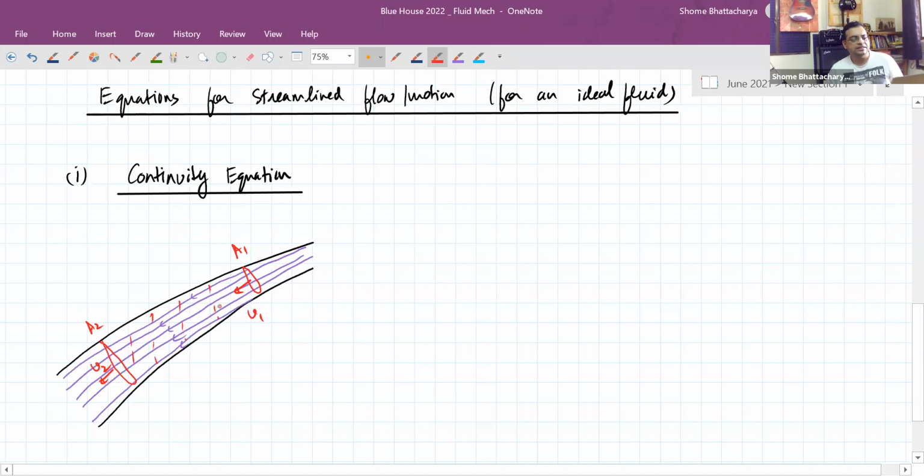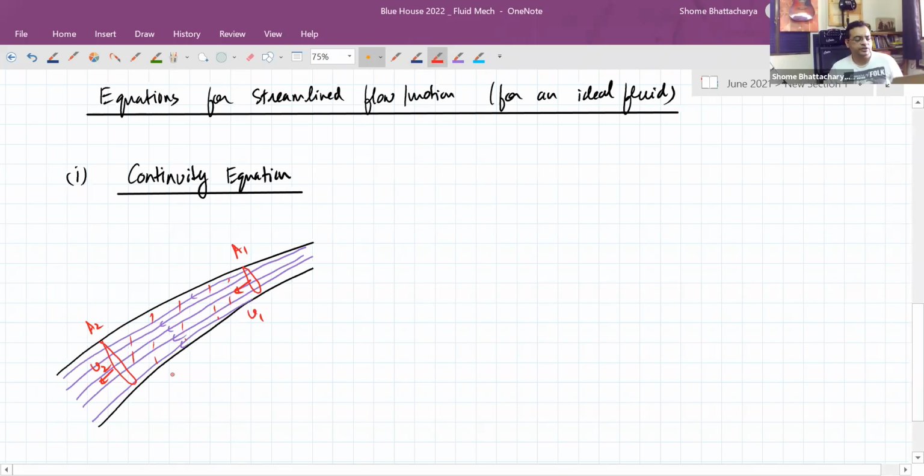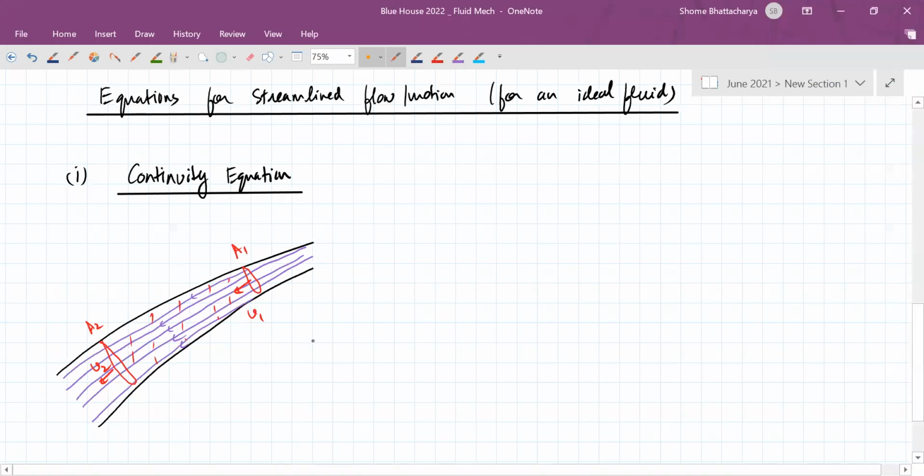Sir, is it a uniform pipe? No, obviously not, because I've taken A1 and A2 different. It's not a uniform pipe. In general, it will never be. Okay, so the velocity will differ.